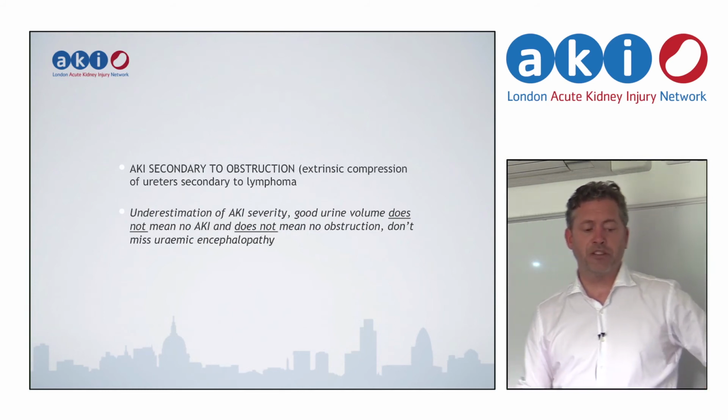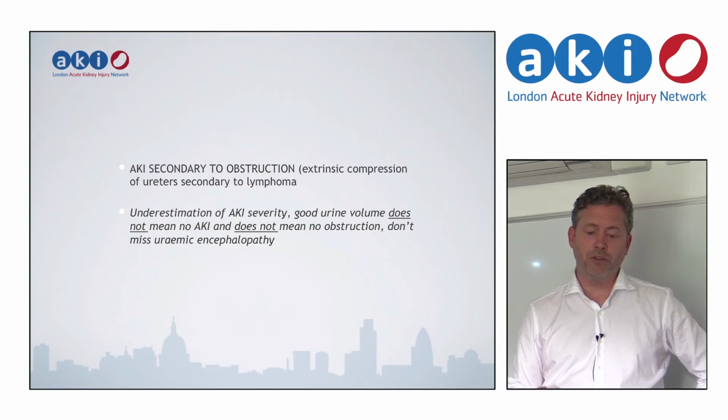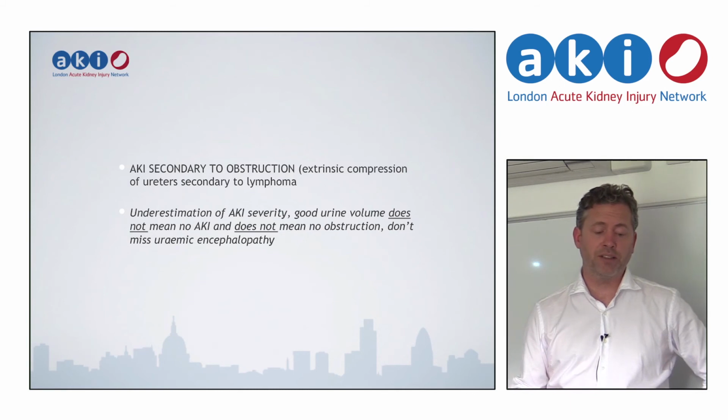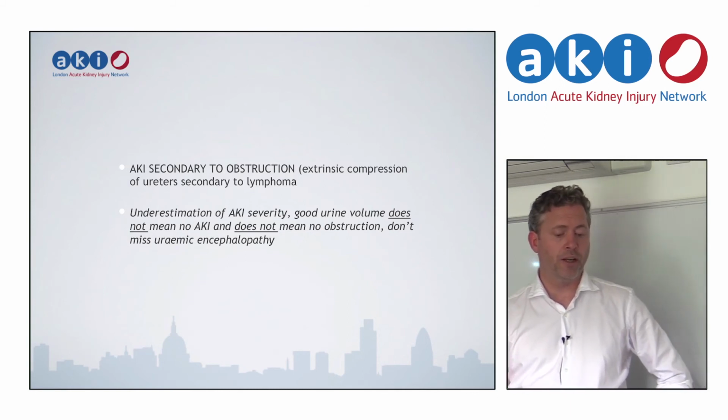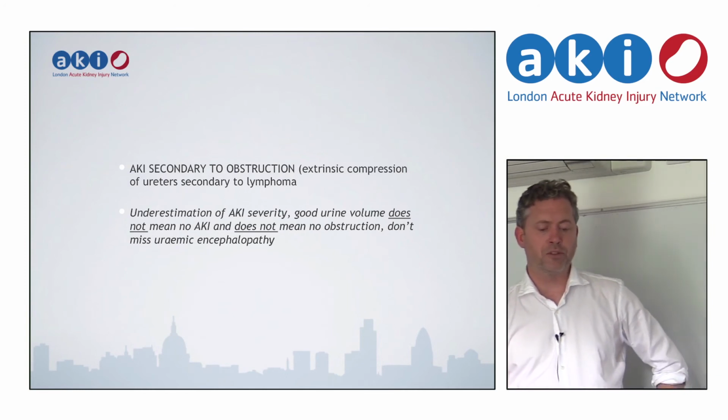So the learning from this case: AKI secondary to obstruction, extrinsic compression of the ureter secondary to lymphoma. Always think obstruction in cancer. In this case, I think there was an underestimation of the AKI severity. A creatinine of 180 in this patient was severe AKI. Good urine volume does not mean no AKI and does not mean no obstruction.